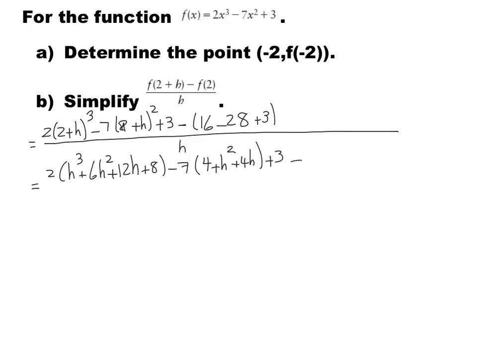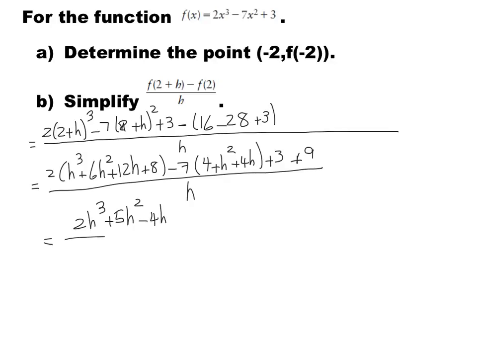minus, now inside the bracket, 16 minus 28 is going to give us minus 12. Minus 12 plus 3 is minus 9. And there is a minus before it, so it's plus 9, divided by h. Now if you go ahead and simplify this one, we get 2h cubed plus 5h squared minus 4h over h. We can factor h out, so we get 2h squared plus 5h minus 4.